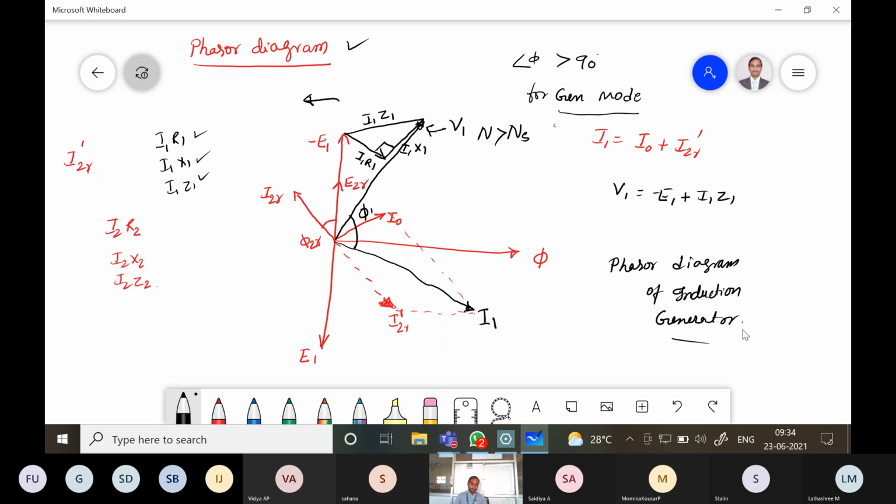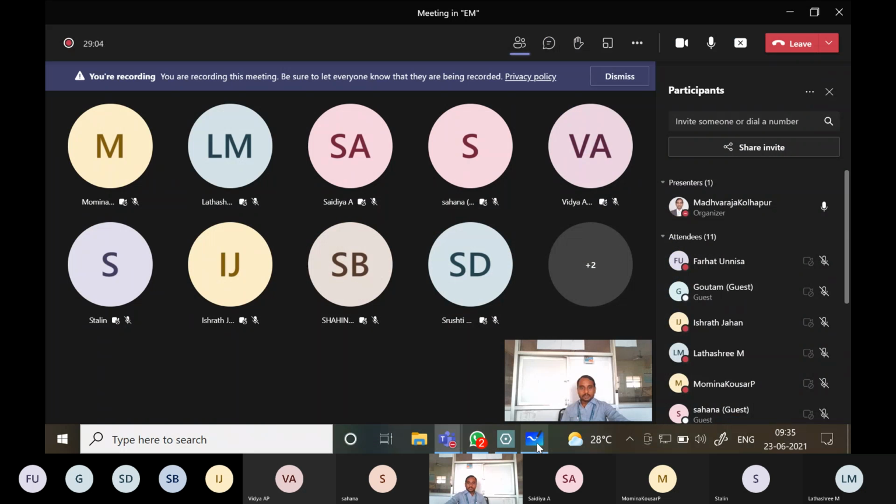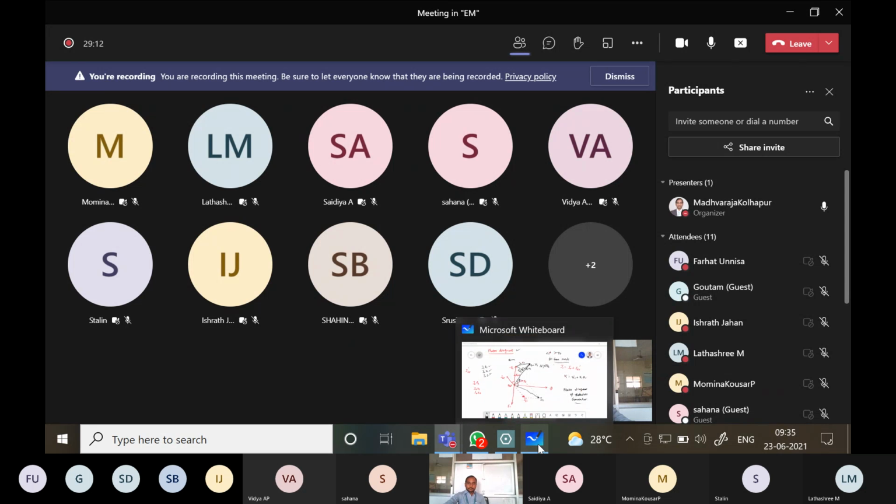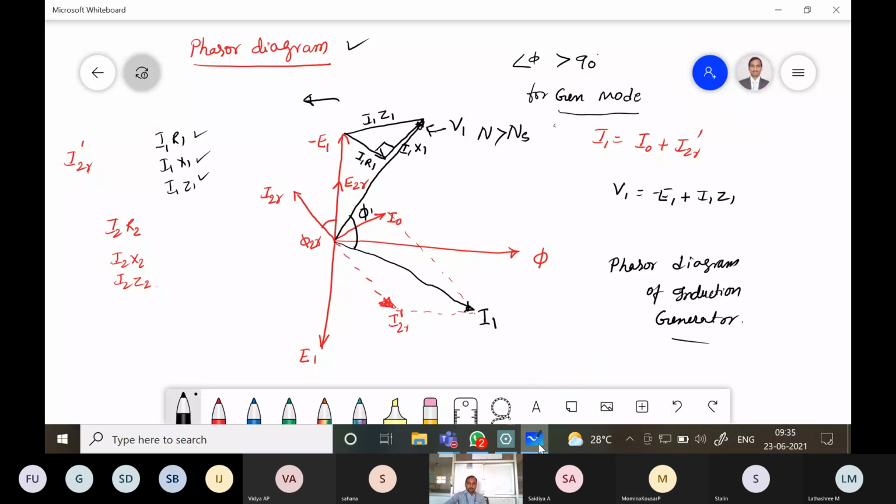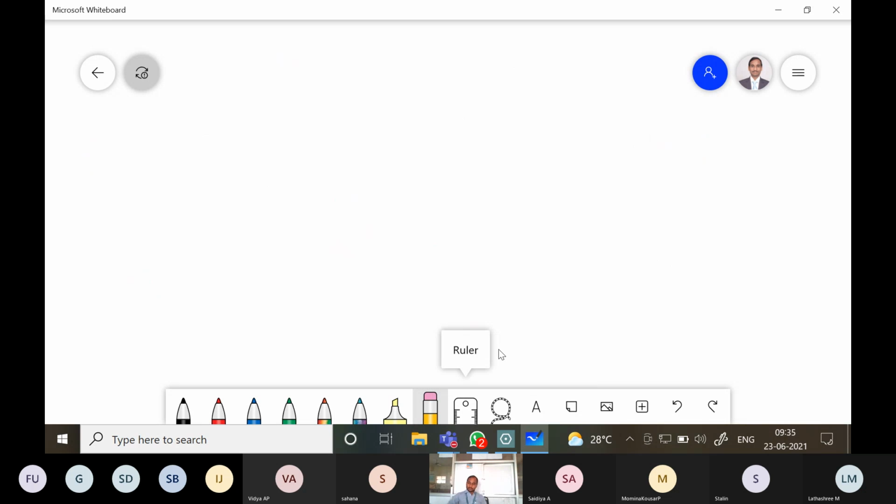Is it clear? Is it clear? Phasor diagram of induction generator. Lumina? Yes, sir. So next we will see.